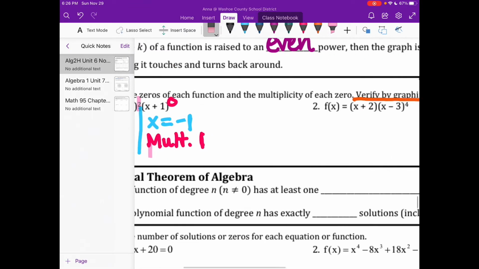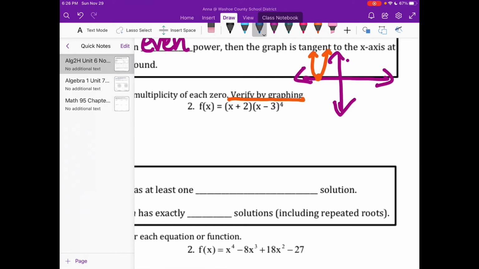All right. So same thing on number 2. Everywhere there's an x, there's a 0. So my first 0 would be x equals -2. There is no exponent, so it just has a multiplicity of 1.